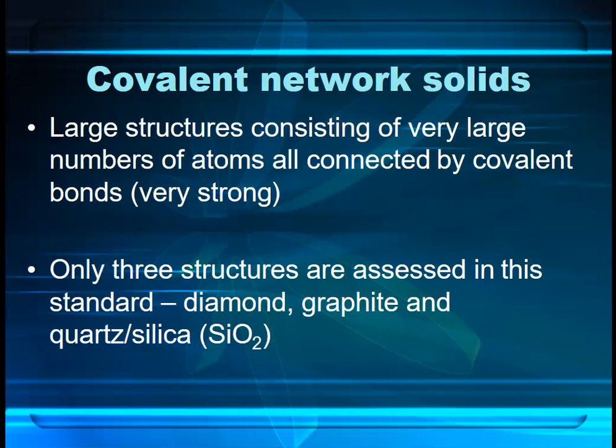Now there are a large number of possible covalent network solids, but only 3 of those are assessed at this particular standard. So they are diamond, graphite, and quartz, which is sometimes called silica or silicon dioxide or SiO2. That's all the same stuff, just different names. So those 3: diamond, which is pure carbon, graphite, which is pure carbon, and silicon dioxide.